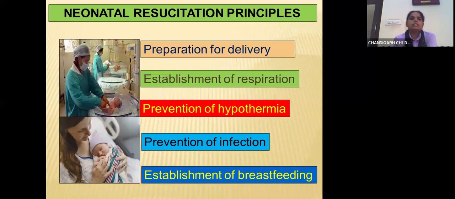So next we discuss the neonatal resuscitation principles. In this resuscitation, we follow 5 principles. First, preparation for delivery. Whenever we go to attend a delivery, first prepare all the equipment and so on. Second is the establishment of respiration. That is most important. And the others are prevention of hypothermia, prevention of infection, and establishment of breastfeeding.